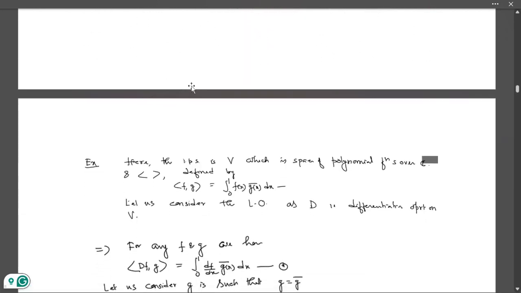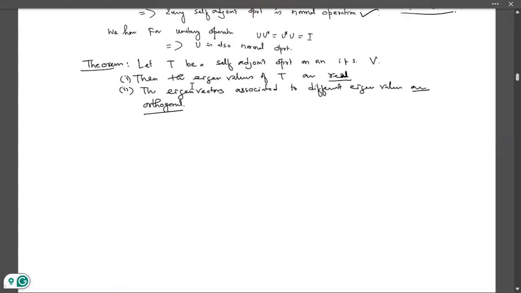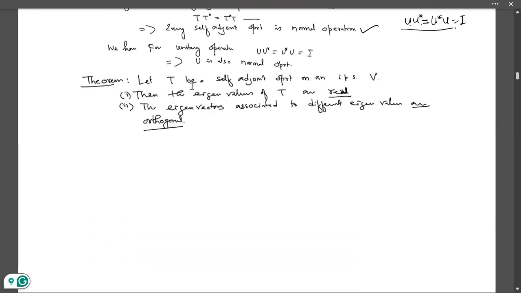Okay, so let's see. Now we are coming to exercises. So I suppose you understood them. We'll use them one by one if necessary. Okay, coming back.